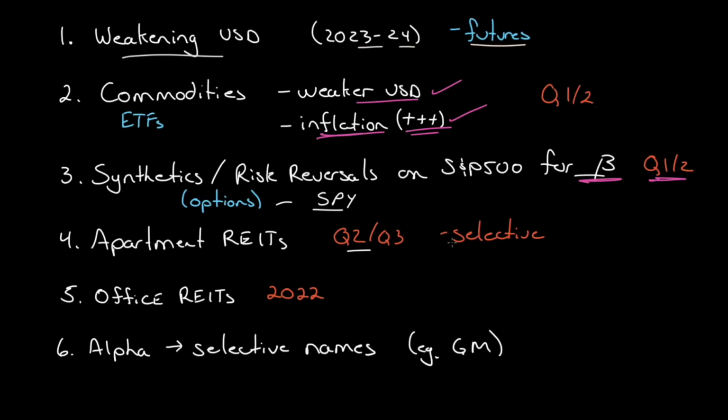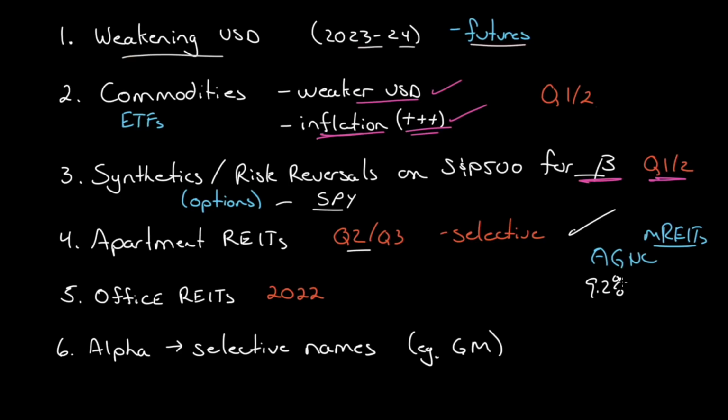Apartment REITs, Q2, Q3, very selective on these, probably not US-based, Canadian-based, and I'll tell you why. I'll use an example of AGNC, which is a mortgage REIT, because I was asked about it, how I felt about mortgage REITs, and I feel fine about mortgage REITs. The problem is, AGNC has a 9.2% yield, so if you're a US investor and you have room in your registered accounts, beautiful. This is a beautiful little earner to have that has some upside potential.